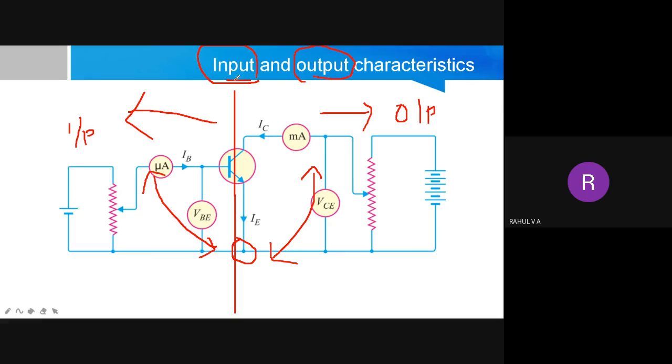So for plotting input characteristics, we need these two values. This is our input: base current and voltage across base and emitter. For measuring that, we connect one ammeter, a micro ammeter, that will give you the current reading. And then we have a voltmeter, that will give you the voltage reading, connected across base and emitter. And then we have a potentiometer or a variable resistance, which can be varied manually so that we can adjust the base current and base emitter voltage.